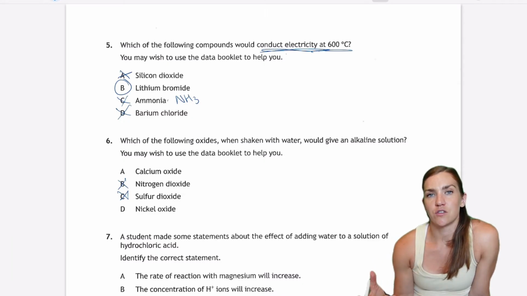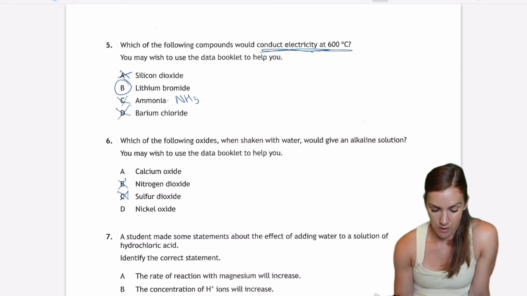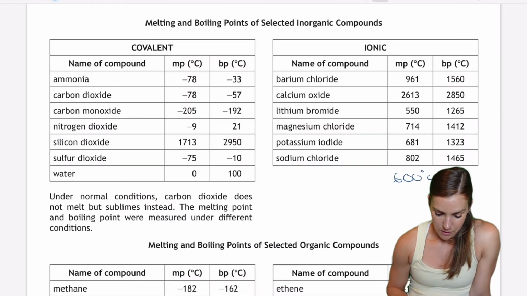If it's going to change the pH of water, it needs to be soluble in water. It can't change the pH unless it can dissolve. So we need to then check the solubilities table.